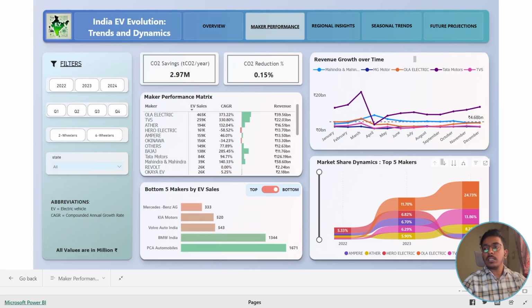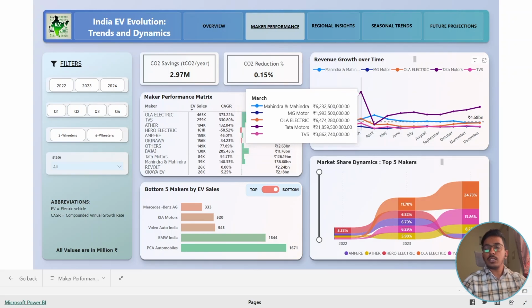And this ribbon chart shows the overall market share dynamics of the top 5 makers. This line chart shows the revenue growth trend across all months.